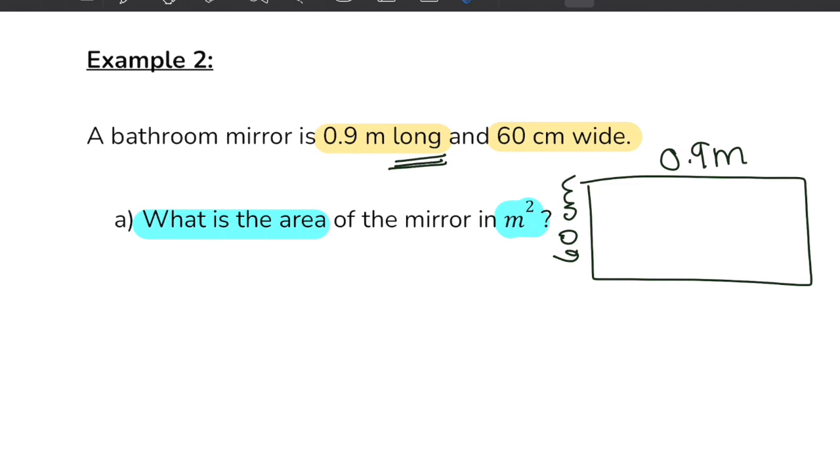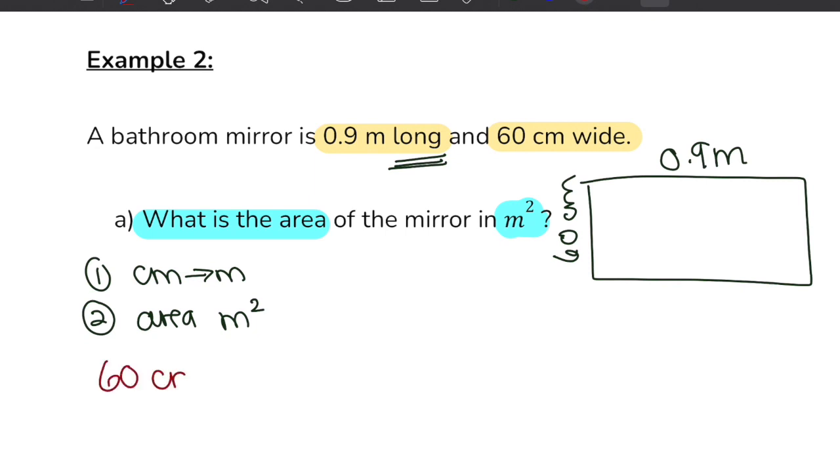How do we know which one? Well, let's read the question. The question says, what's the area in square meters? So it would be wiser to convert the centimeters to meters and leave this one the same. Okay, so what's our first step going to be? We're going to convert the centimeters to meters. Second step, we're going to calculate the area in square meters. Okay, so let's begin. We're going to take 60 centimeters here and we're going to convert it into meters.